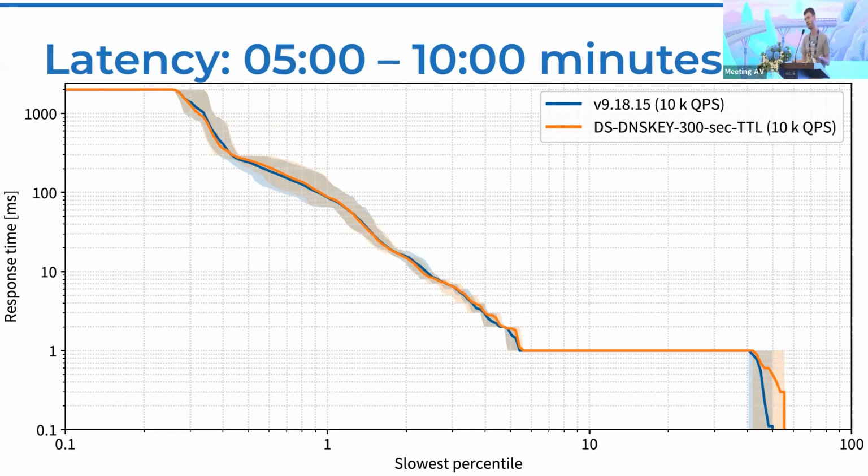And again, the orange line for the TTL limit in effect and the blue line for the original version of the resolver are overlapping all the time, and all the differences are within measurement error. So really, it's surprising, but it turns out that limiting TTL to 5 minutes for DS and DNSKEY doesn't change anything visible on the client.